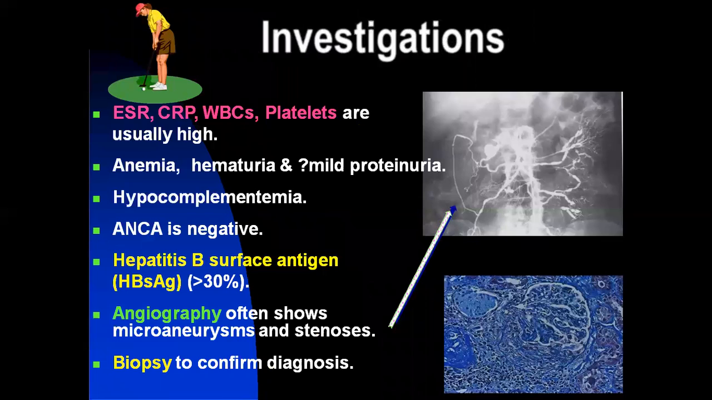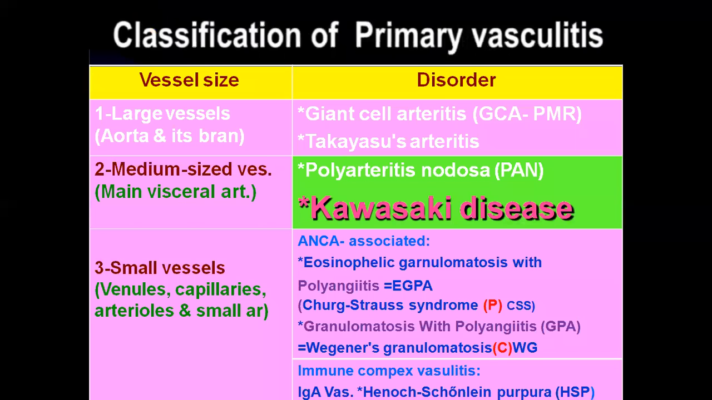Now about its investigation, ESR, CRP usually are high. Leukocytosis and thrombocytosis may be seen. Anemia, hematuria, and mild proteinuria if it's affecting the arteries of the kidney. Hypocomplementemia, ANCA is negative. It's not involving anti-neutrophilic antibodies. Hepatitis B surface antigen might be seen as it might be an infection added to it. Angiography often shows microaneurysm and stenosis, and biopsy is the confirmatory test, as we discussed earlier, that biopsy would be the definitive diagnosis. We'll continue with Kawasaki disease and diseases of small vessels in the third part of vasculitis.